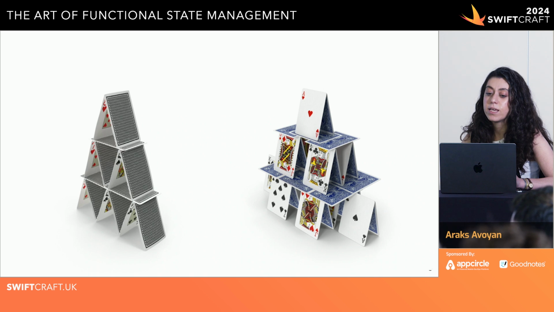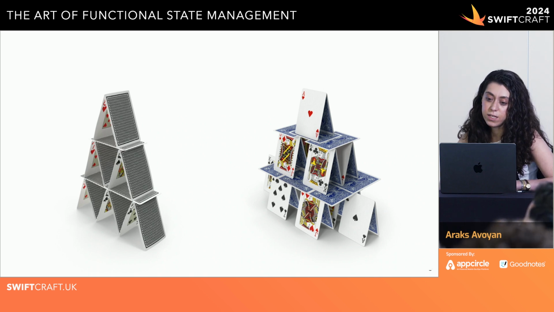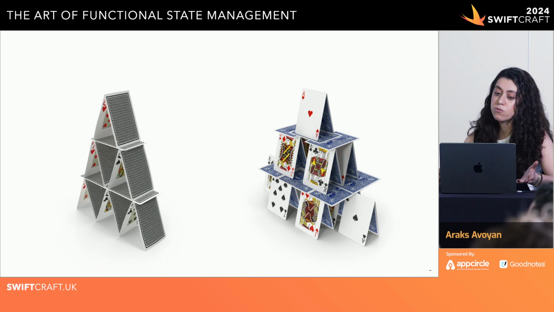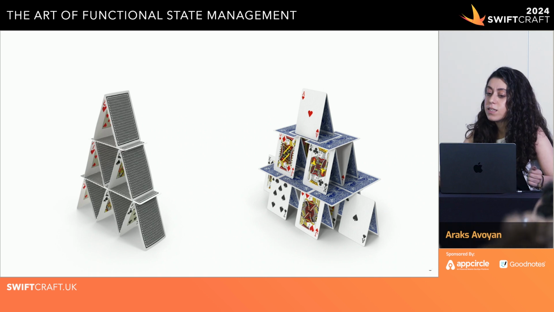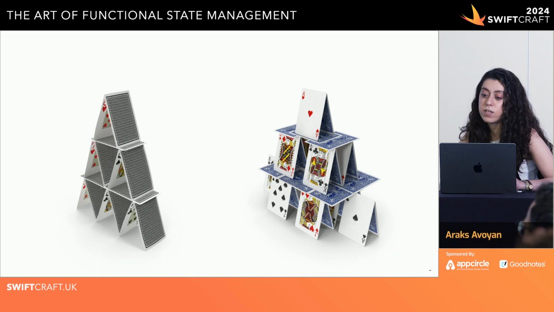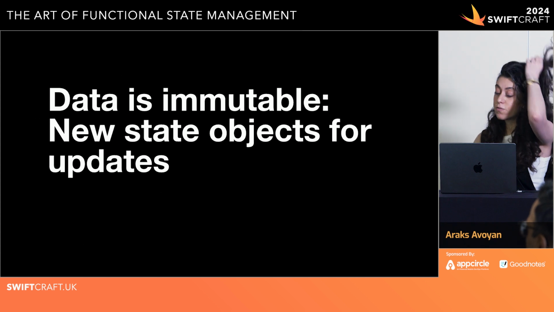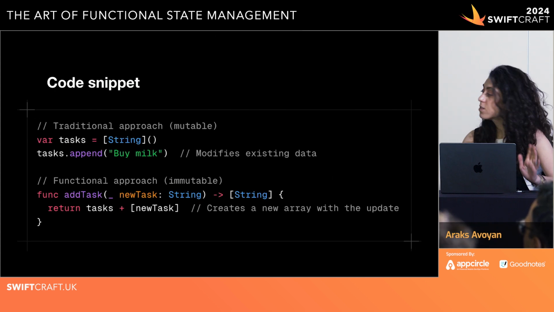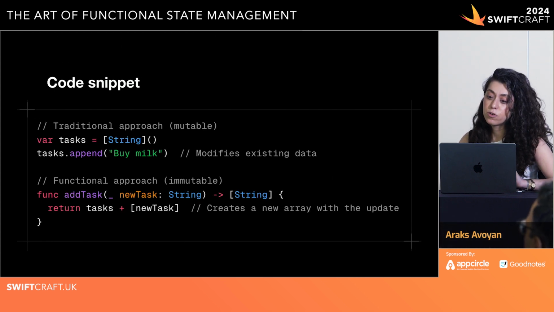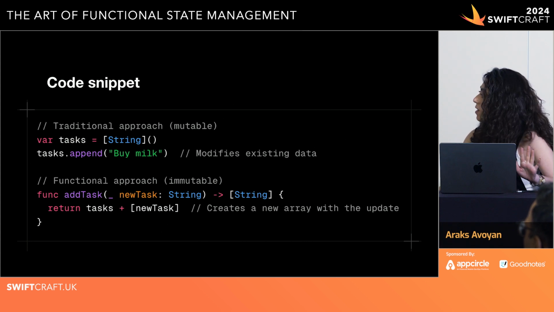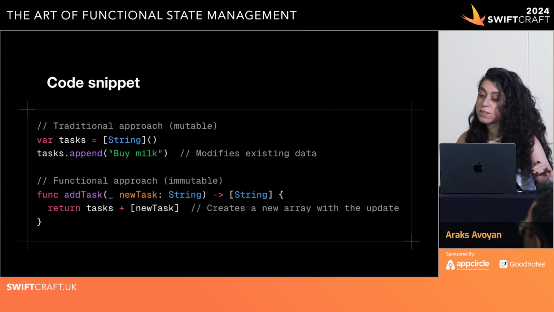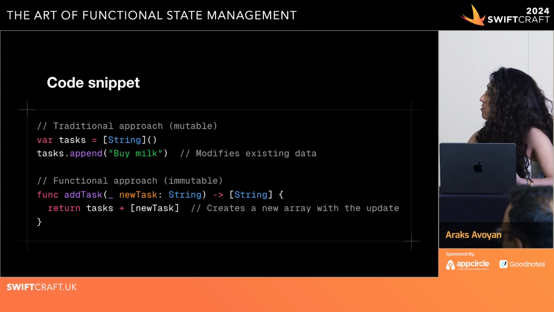In state management, it means we don't directly modify our data. Instead, we create a new state object with the desired changes. This eliminates the risk of accidentally mutating the data and causing unexpected behavior. So our data is immutable, with new state objects for updates. Here's a simple example. In the traditional approach, we directly modify the tasks array. In the functional approach, the add task function creates a new array with the updated data, leaving the original tasks array untouched.